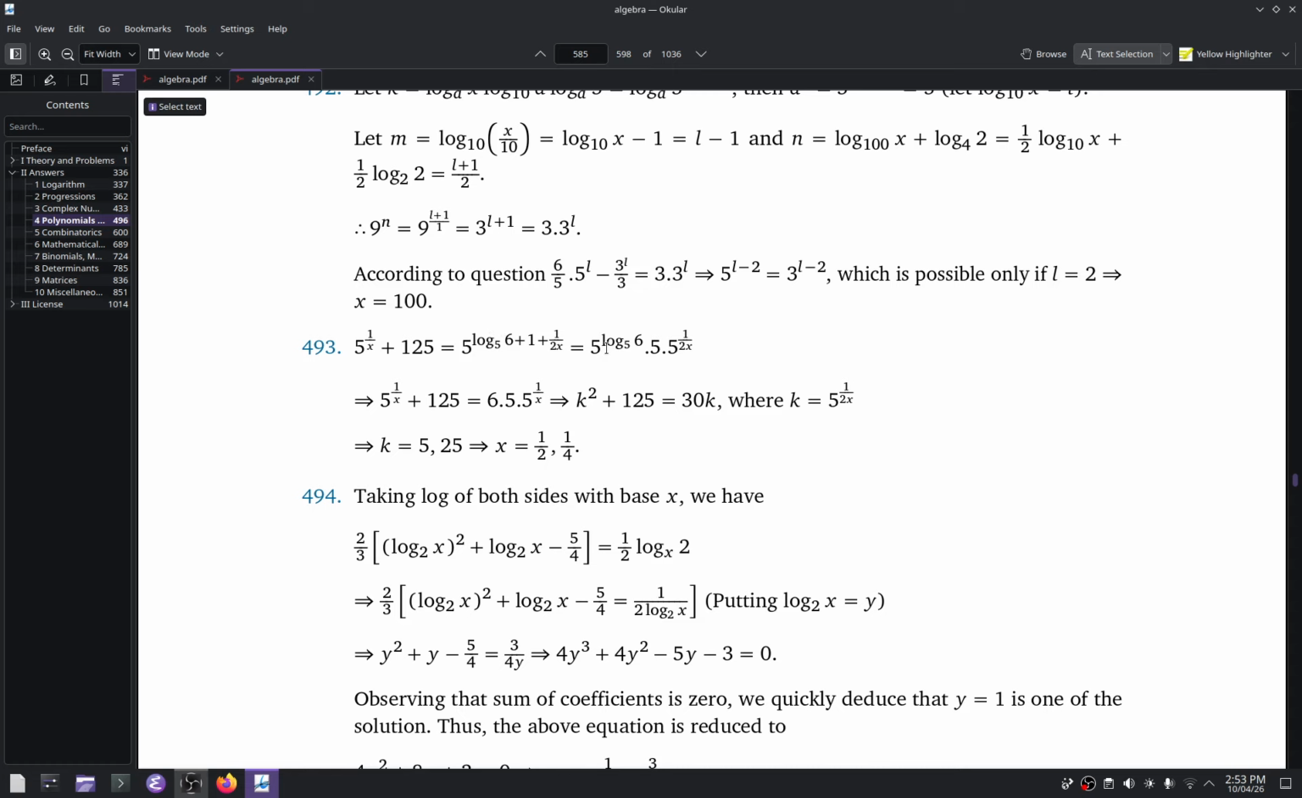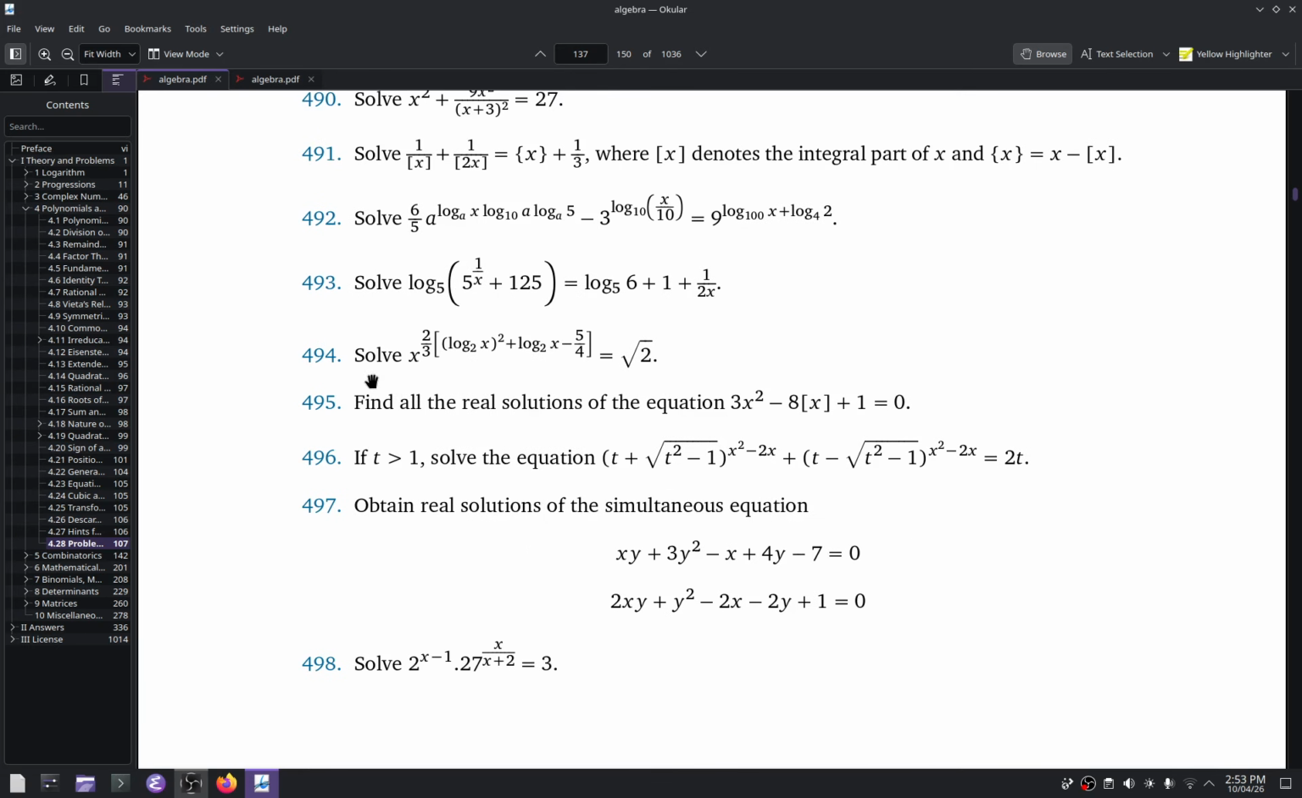This can be further split into 5 to the power log of 6 with base 5, dot 5, dot 5 to the power 1 by 2x. That is, 5 to the power 1 by x plus 125 is equal to 6 into 5 into 5 to the power 1 by 2x. There again a typing mistake is there, it should be 2x. Now we take k is equal to 5 to the power 1 by 2x. So the equation becomes k square plus 125 equals 30k. You solve this equation, you have k is equal to 5 and 25, and x is equal to 1 by 2 and 1 by 4 from this equation.